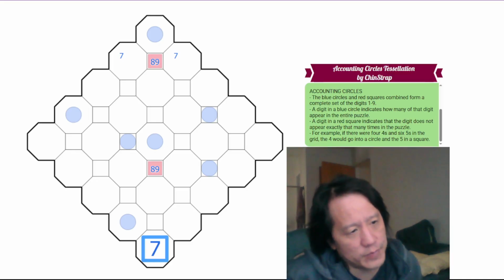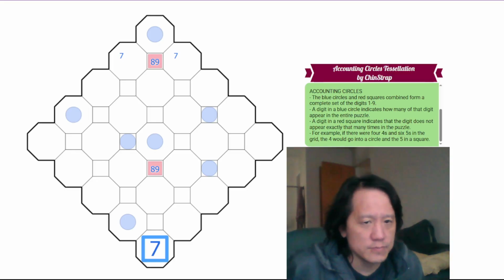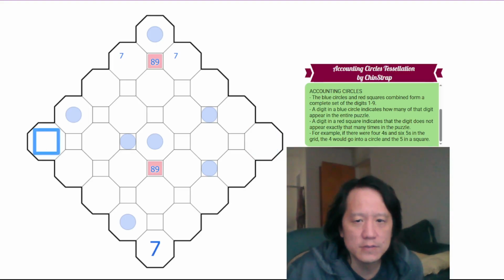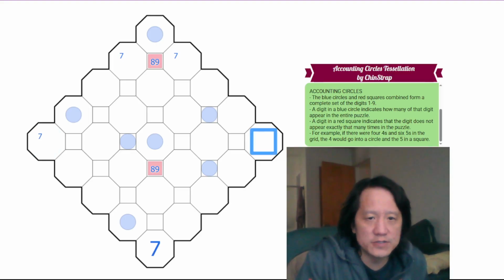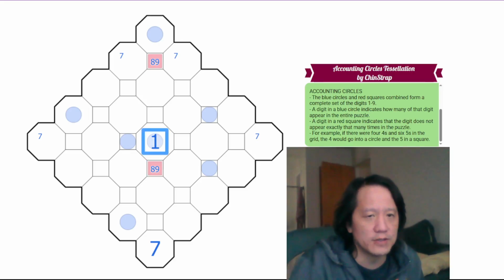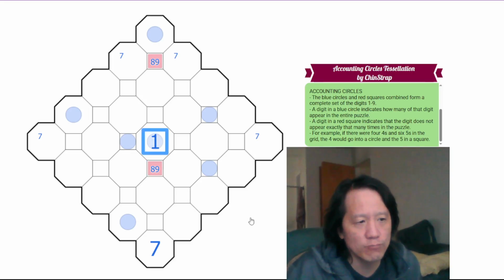So this is 7, which means this can't be 7. We know we have a 7 here. One of these is a 7. So we have a 7 in one of those two. We have to have a 1, so therefore the 1 has to be there. We have 1 through 7 adds up to 28. That means we have 13 8s and 9s in the puzzle.